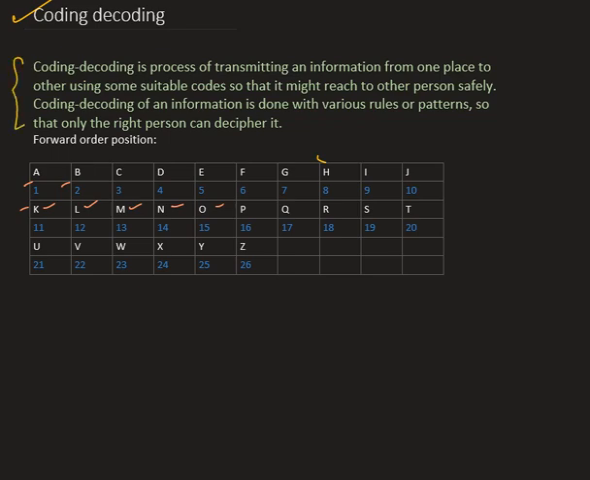Coding decoding is the process of transmitting information from one place to another using some suitable codes so that it might reach the other person safely. Coding decoding of information is done with various rules or patterns so that only the right person can decipher it. To solve questions based on coding decoding, first of all, it is very necessary to remember the positions of all alphabet letters, both in forward and backward order.